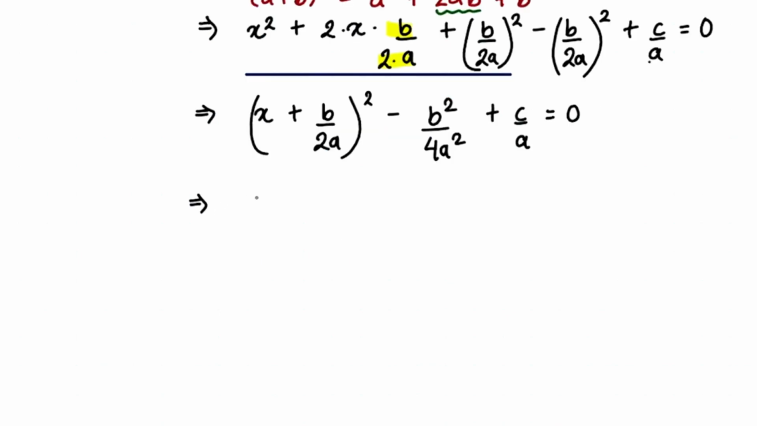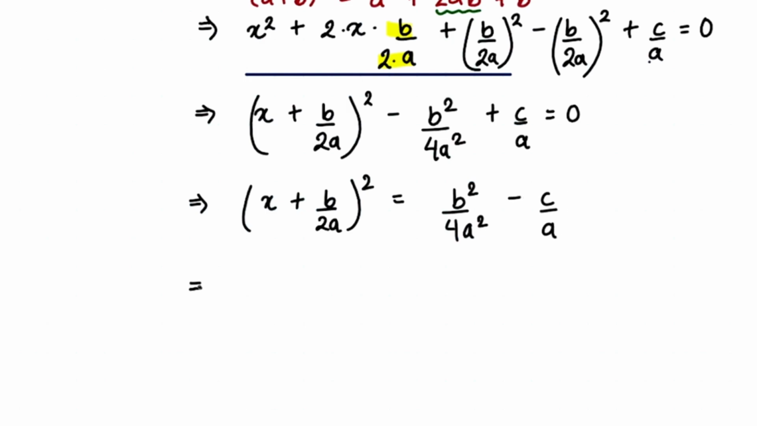Now we are going to try to isolate our x, okay? So we have our x plus b by 2a over here, whole square, equals, I'm moving all these things to the other side. So we have our minus b square by 4a square become plus b square by 4a square, and we move that to our right side. Similarly, our plus c by a becomes minus c by a. Now we're just going to copy our left side, equals, and in our right side, we are going to subtract these two fractions.